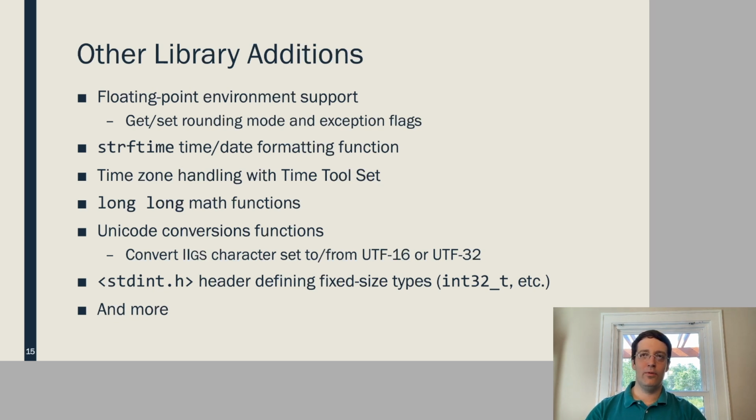Like, for example, on the IIGS, the basic type int is 16 bits, whereas on most modern platforms it's 32 bits. And so with the basic types, you can get variations like that, but by using these types declared in stdint.h, you'll always get a fixed size regardless of the platform. And again, these are just some of the additions. I don't have time to get into everything here.